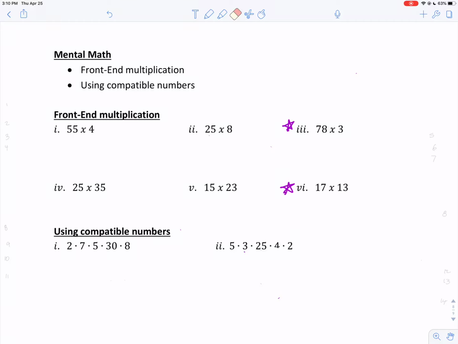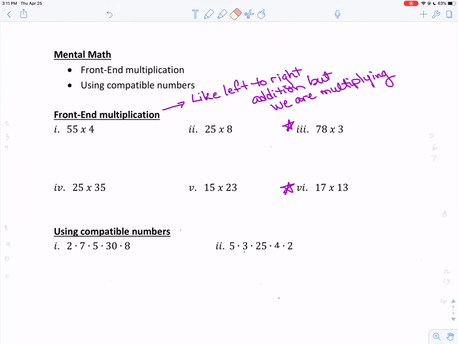In this video, we will be using mental math to multiply numbers. The very first method we have is called front-end multiplication. This is very similar to the left to right method we used in addition, but we're using multiplication. So we're going to start on the left.